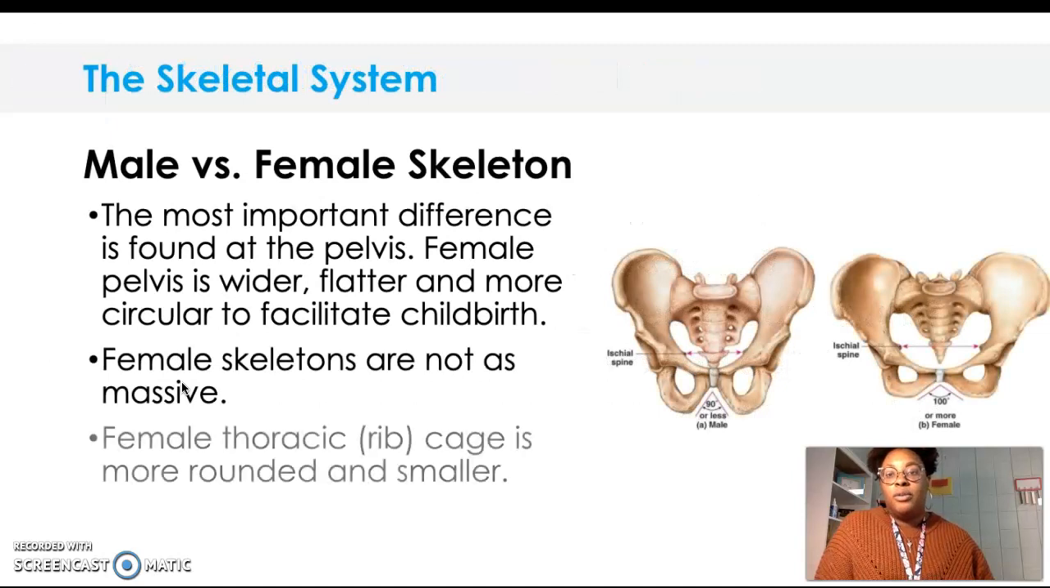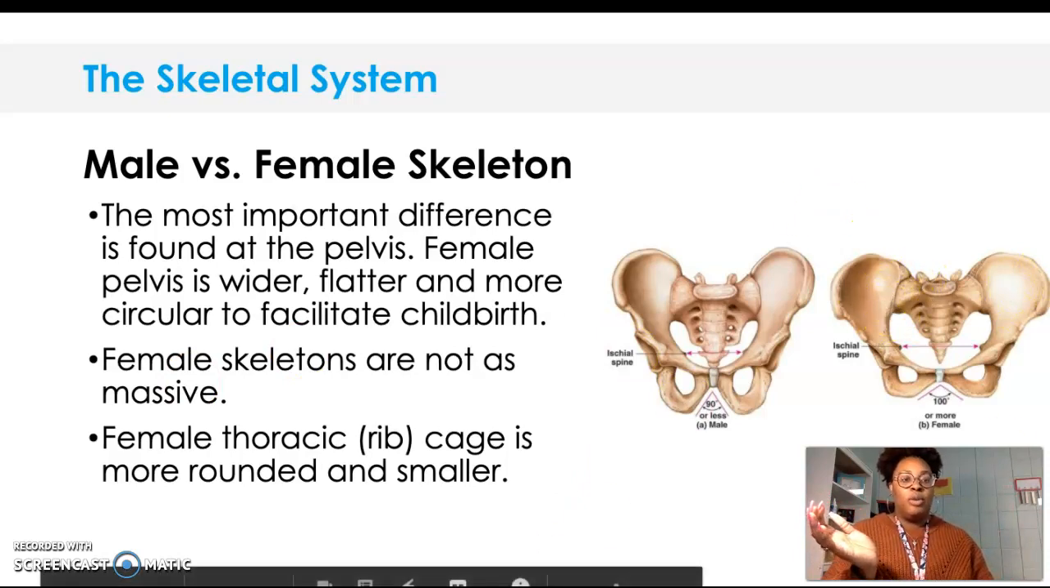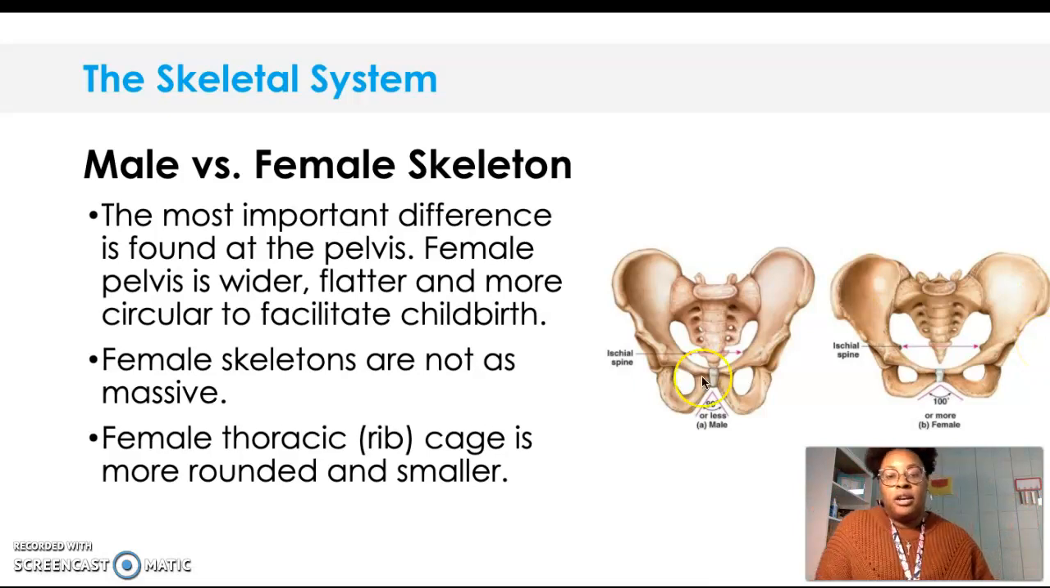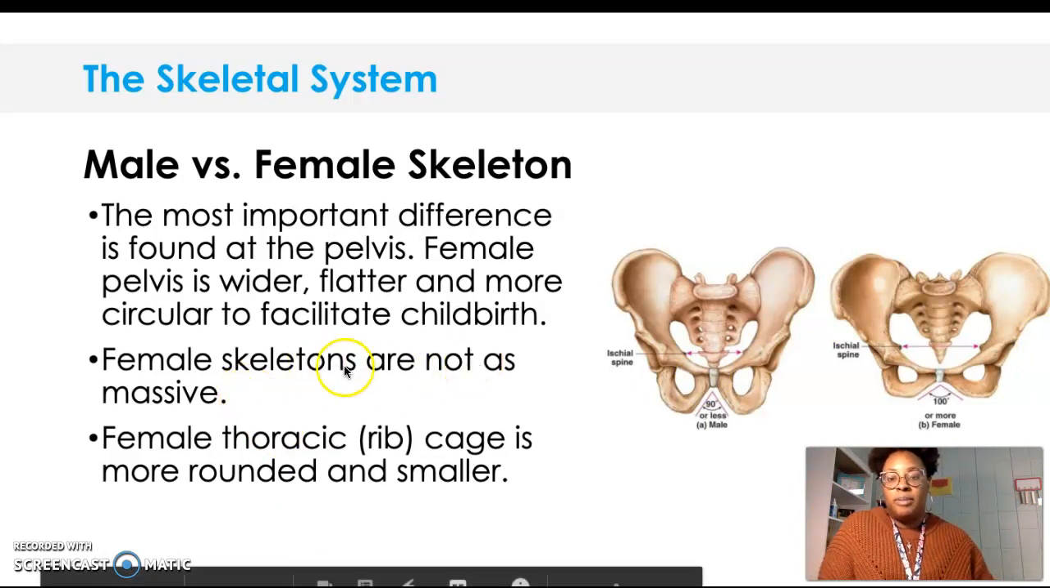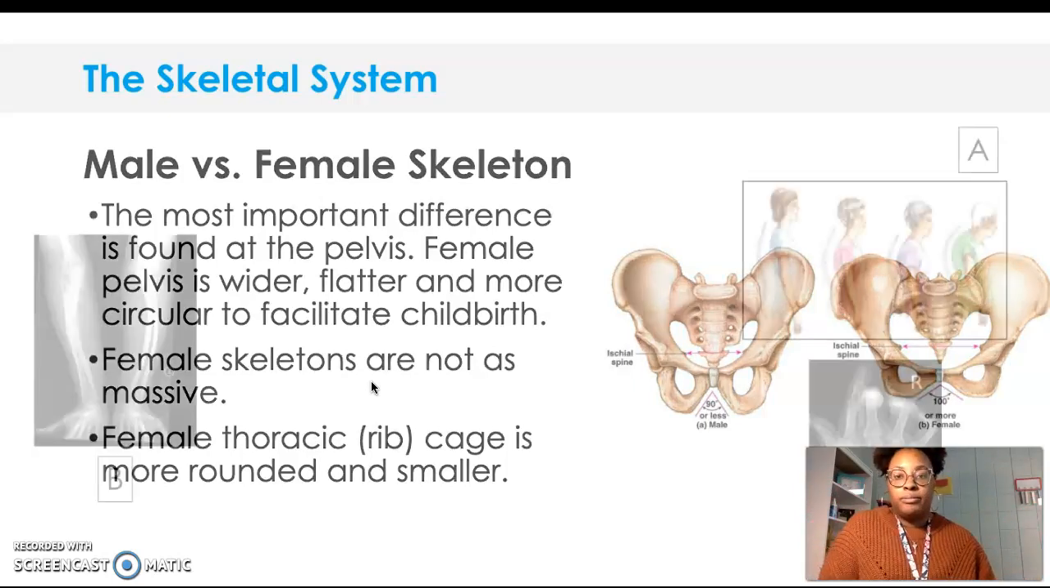All right, so male versus female skeleton. So the biggest difference between a male and a female skeleton is the pelvis, which is like your hips. And so women have a wider pelvis, and men have a more narrow pelvis. And also, the female skeleton is not as big as a male skeleton. So the bones aren't as thick or dense as a male skeleton. And the female thoracic cage, like your ribs, is a lot smaller and more round than a male's.